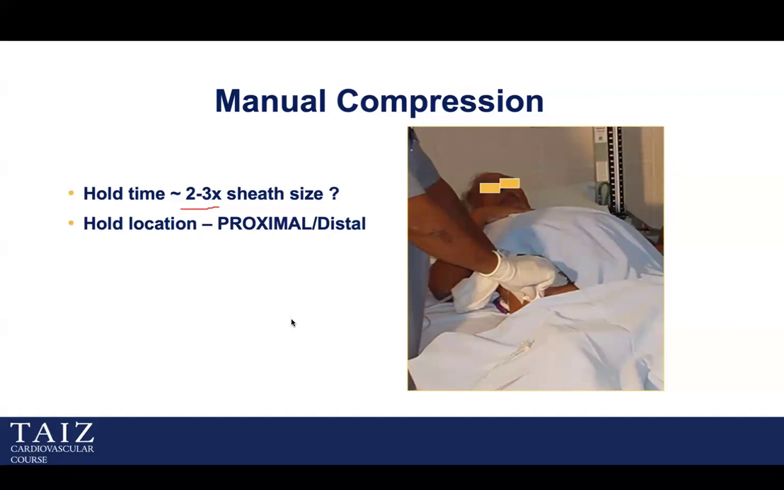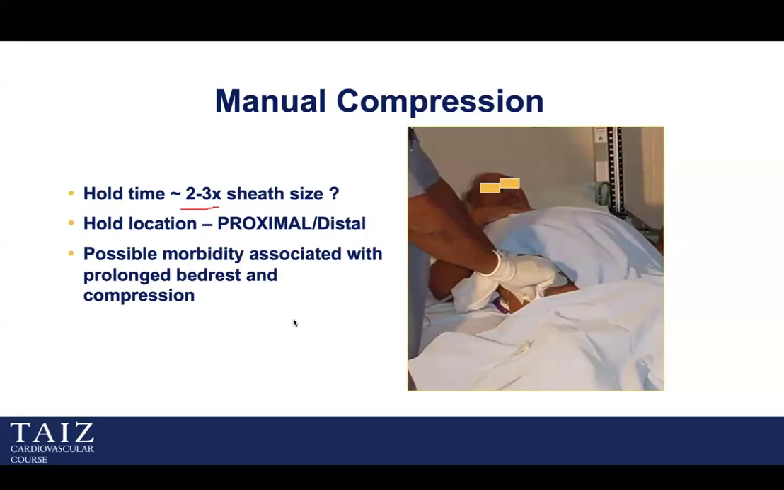With the arterial access, always hold proximal to the vessel. And with venous, always hold distal because that's where the blood is coming from, and that's how you make the hemostasis.